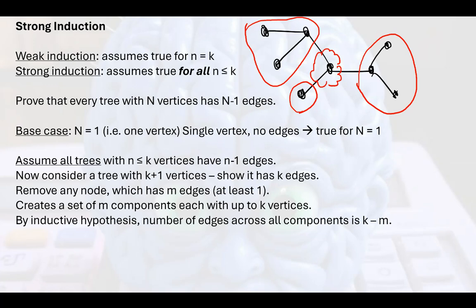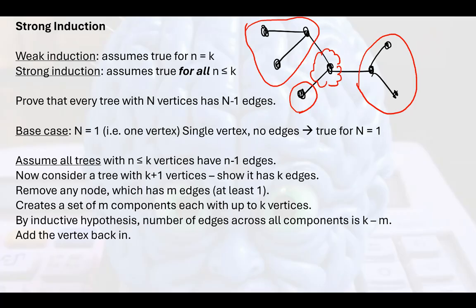Now, by our inductive hypothesis, the number of edges across all of the components is k minus m. Well, why is that? We know there are k vertices altogether, and each time there's a separate component, we have to take away one edge, because let's say there's, you can see I've got 3 components, there must be 2 edges between them. If there were 10, there would be 9. And so every time there's a new component, we have to take away one edge. There are m components, so we need to take away m edges. So that is how we use our inductive hypothesis.